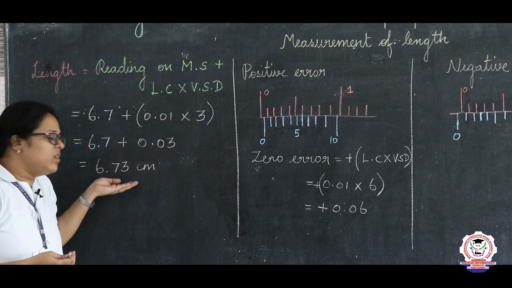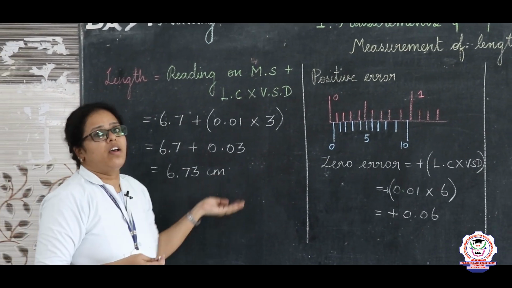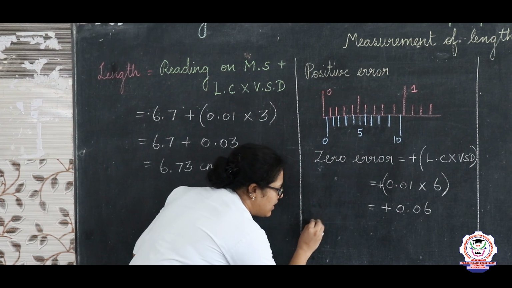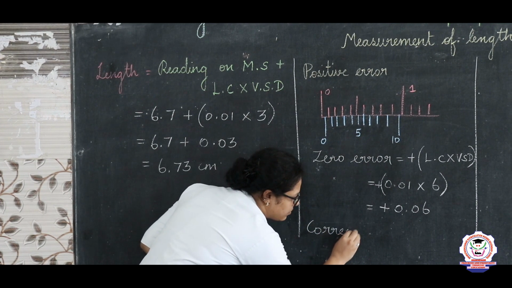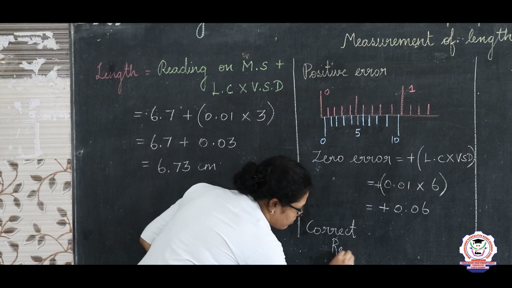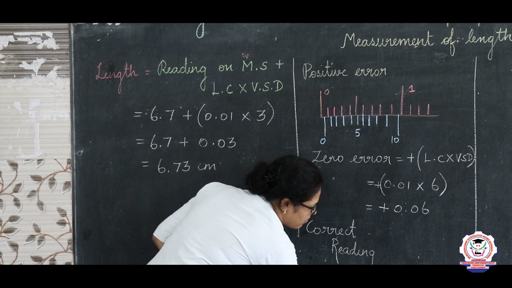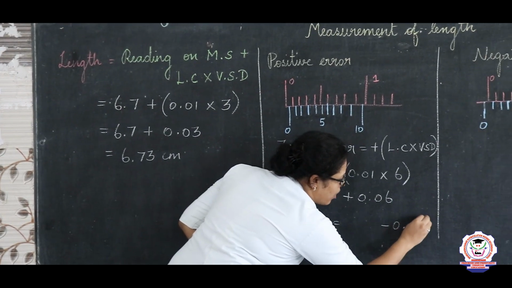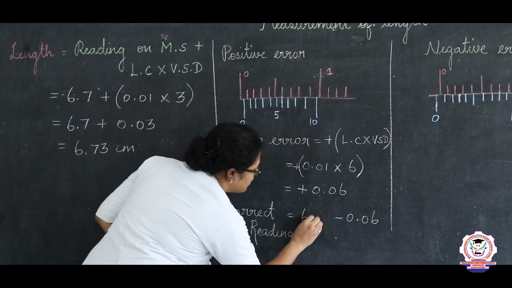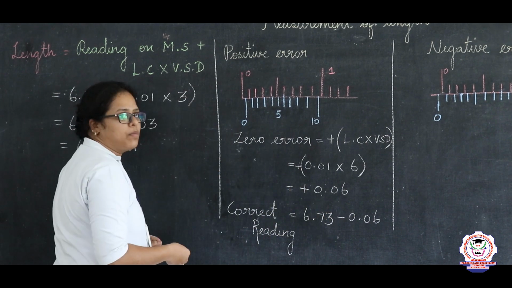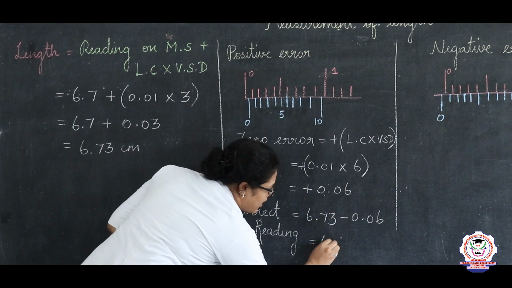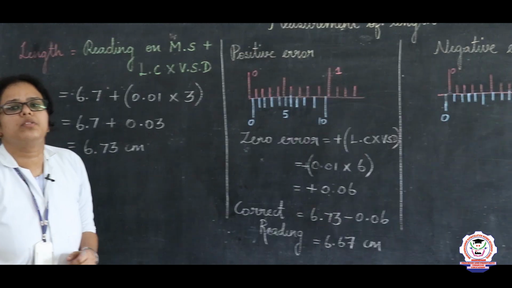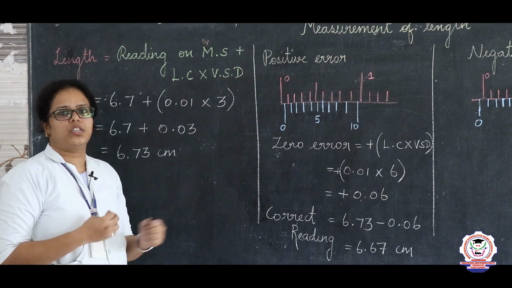So the reading we have taken is 6.73. What if the vernier has positive error? In that case, in order to get the correct reading, we will be subtracting this positive error from the observed value. By subtracting, what will we get? 6.67. So this is the true measurement in this case if the vernier has positive error.